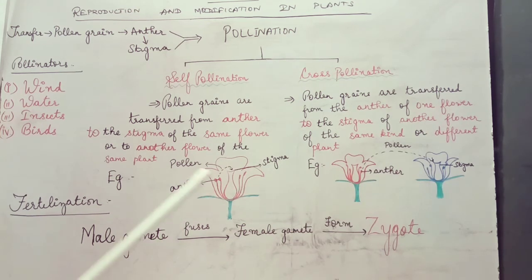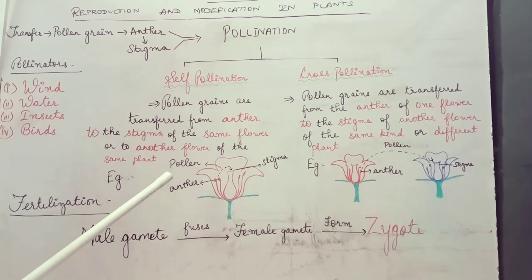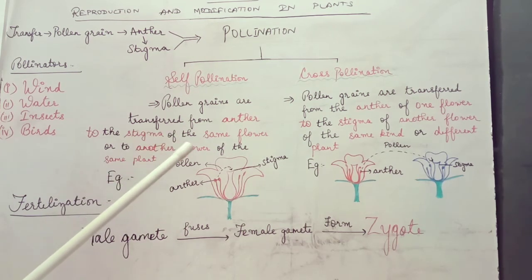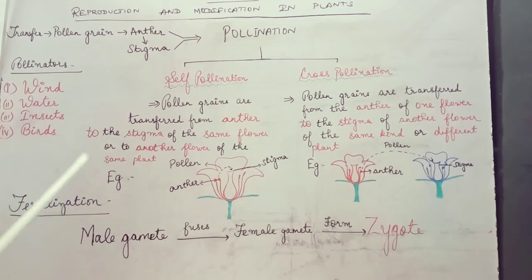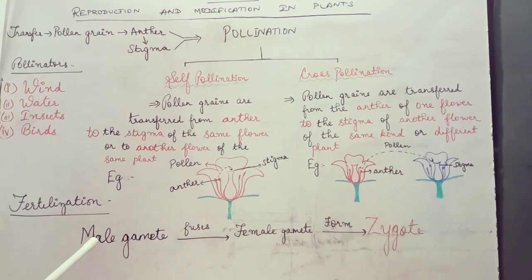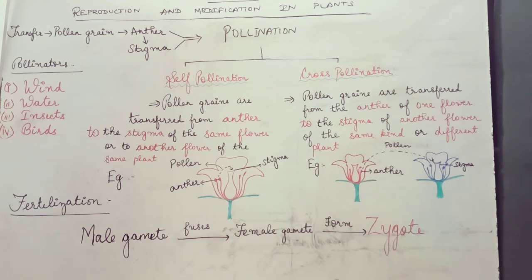Next, fertilization. Fertilization is the fusion of male gamete and female gamete. The male gamete fuses with the female gamete to form a zygote. This process is called fertilization. To study more about fertilization, let's see the life cycle of a plant.